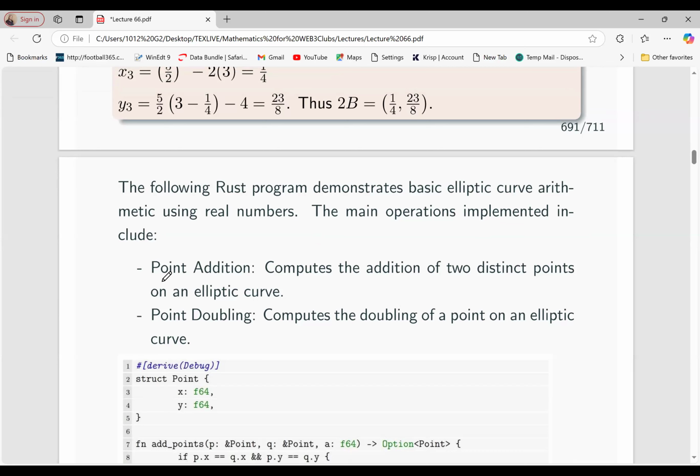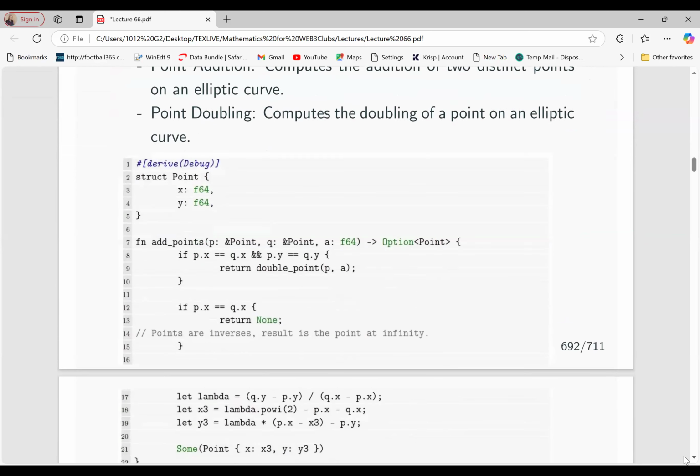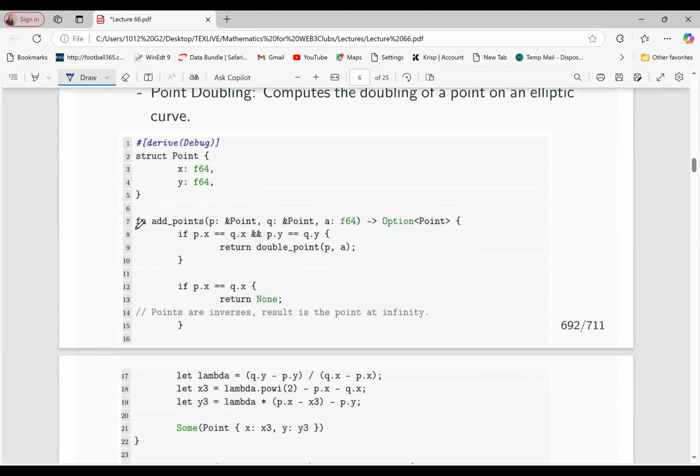So what it will be doing is point addition. If the points that were given are different, then it's supposed to add. It will also be doing point doubling, where you have a point added to itself. This is where it begins. Function add points, with P and Q, where the 2 points are different.